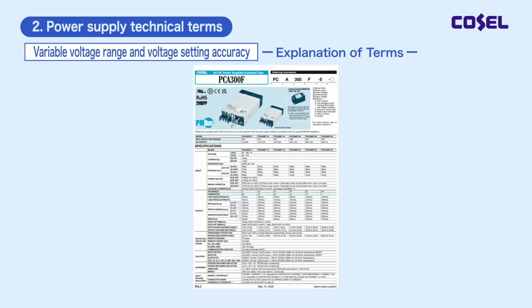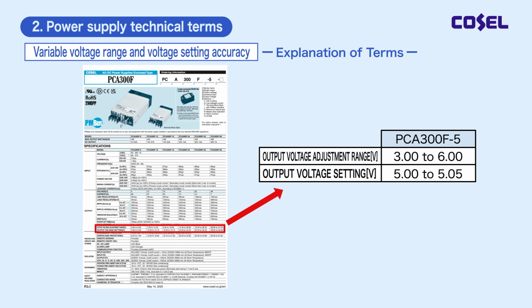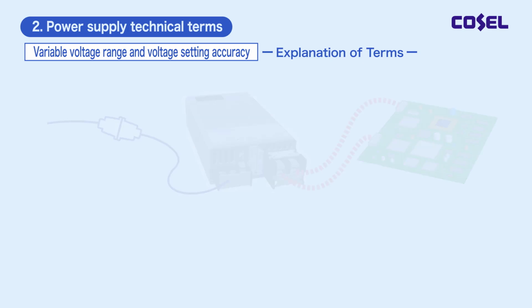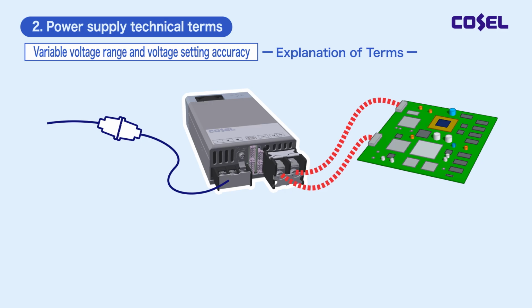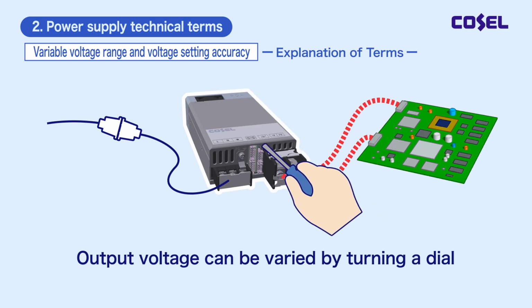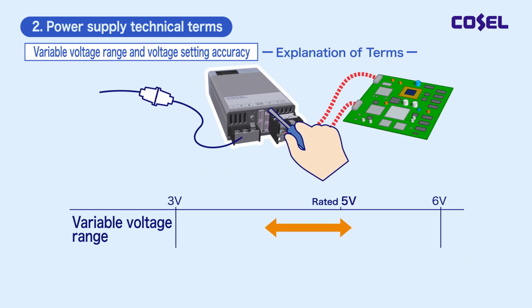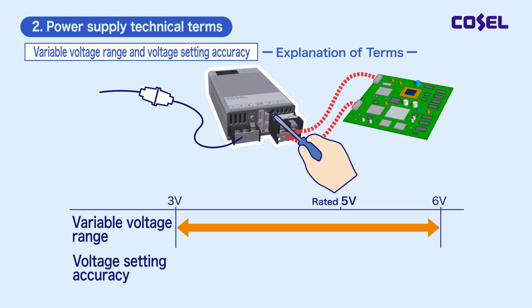Next, let's discuss the difference between variable voltage range and voltage setting accuracy, which are terms used to indicate the output voltage range. Some power supply series have a built-in variable resistor, and the output voltage can be varied by turning a dial. The output voltage variable range indicates the setting range. Conversely, the voltage setting accuracy refers to the range of output voltage set at the time of shipment.